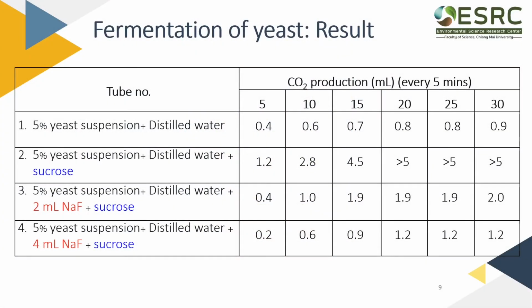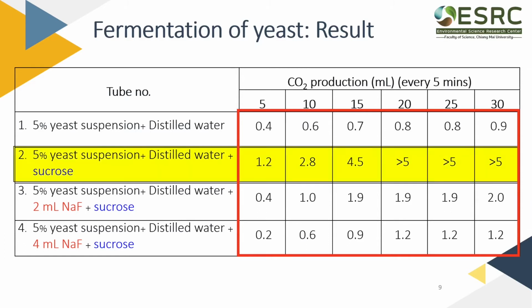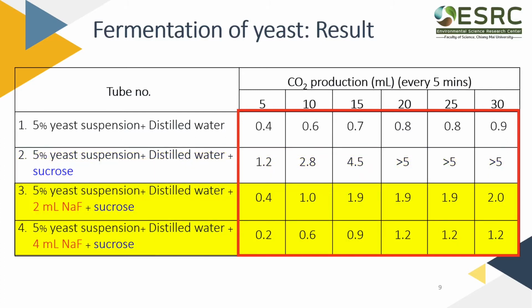The amount of carbon dioxide gas was shown in this table. You should record and discuss this result on your lab report. You will see that carbon dioxide gas appears in all tubes, and tube number 2 with sucrose had the highest carbon dioxide production. Carbon dioxide gas decreased when sodium fluoride solution was added in tubes number 3 and 4.